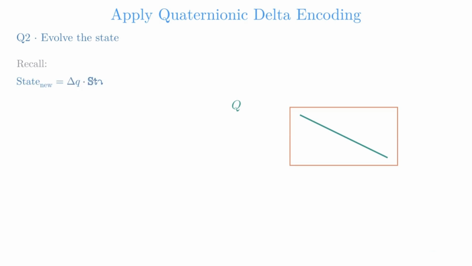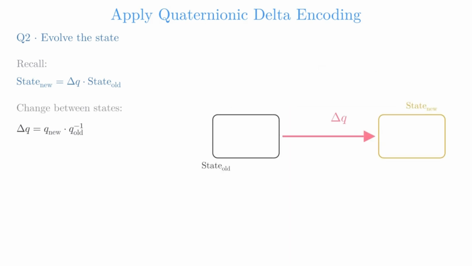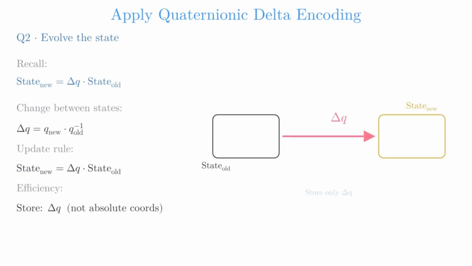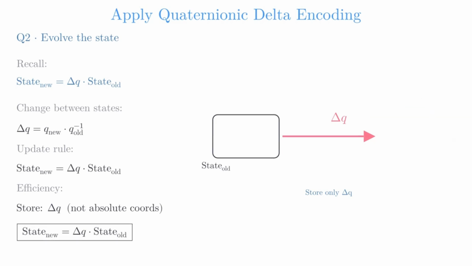Step 2. Instead of storing absolute coordinates, we store only the change delta q between states. Delta q captures the change from the old state to the new one. The new state equals delta q times the old state. We store only the increment delta q, not the full coordinates. This is delta encoding, and that is the quaternionic delta encoding update rule.